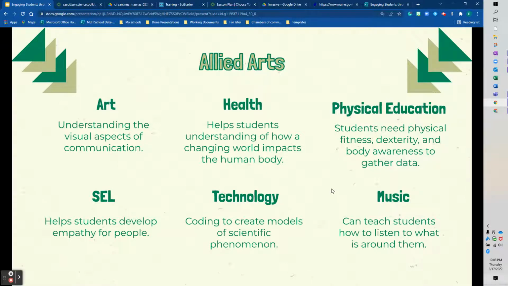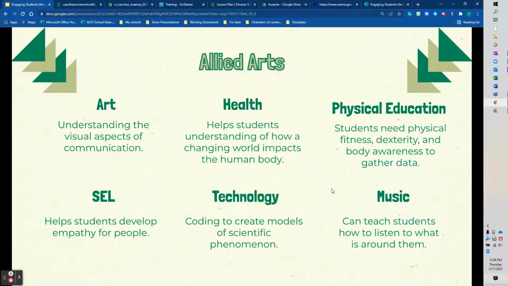For phys ed, students absolutely need to be able to walk and have dexterity and body awareness to gather data. I've gathered invasive species data before in rivers and ponds, and never had a kid fall in, but we've had some close ones. It was just because they didn't have that body awareness. And so phys ed can absolutely feed into this in that way.